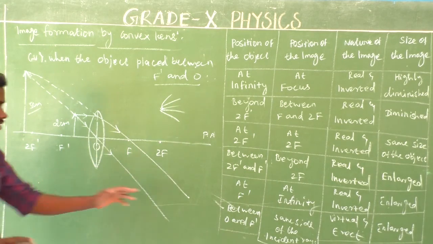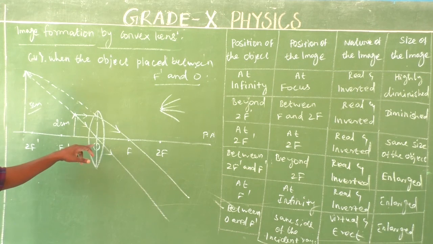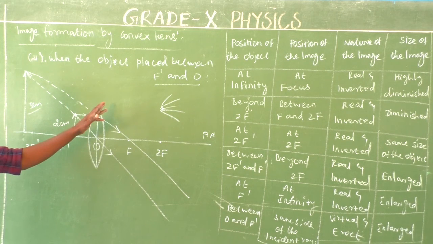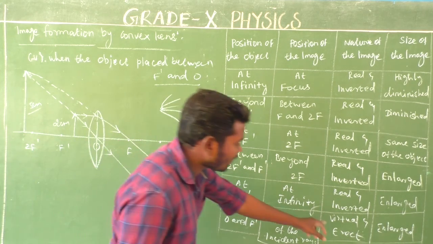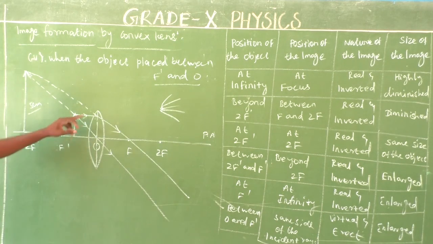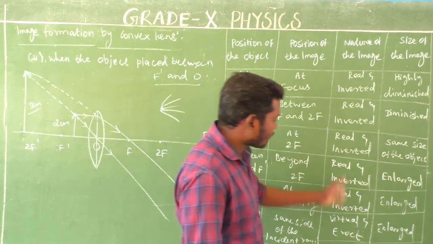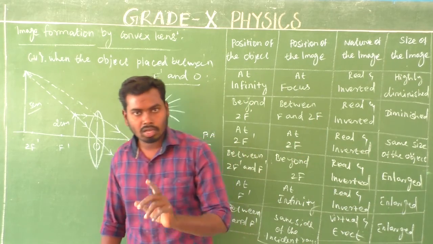Is it clear? Next, the last one: the object is placed between the optical center O and F'. The image is formed on the same side of the incident ray, or the same side of the convex lens. Is it clear? Yes. That image is a virtual image, because here the extensions of the two refracted rays appear to meet at a single point. There will be image formation. That image is formed above the principal axis, so the nature of the image is considered virtual. All virtual images are direct images.